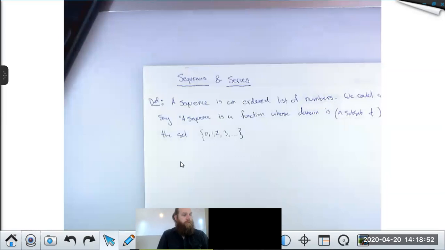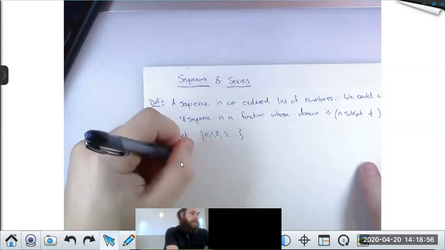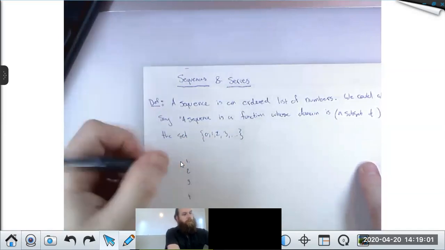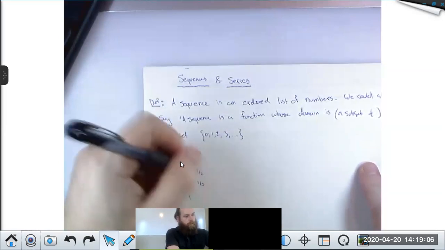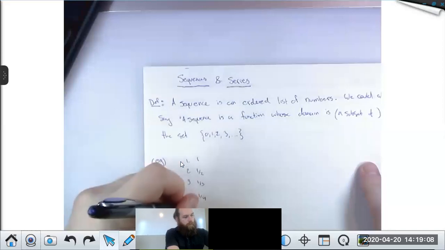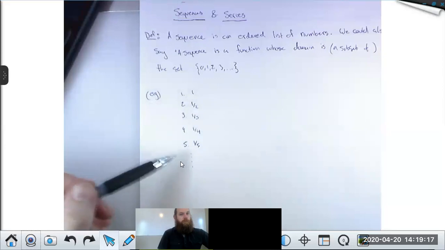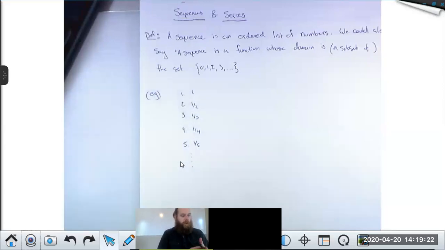It's the same thing as an ordered list, because if I give you an ordered list, like there's a first element, there's a second element, there's a third element, there's a fourth element. Maybe I give you the list 1, 1/2, 1/3, 1/4, 1/5, and so on. This looks like a sequence according to the first definition. It's an ordered list of numbers, right? There's a first one, a second one, a third one, a fourth one, and a fifth one. It's a list of numbers, and the order matters.